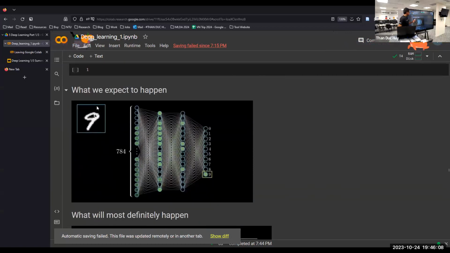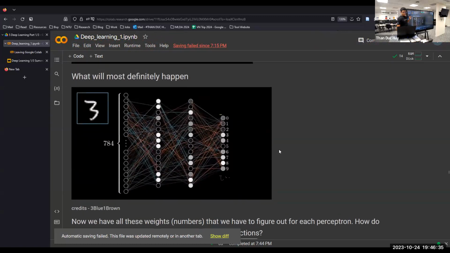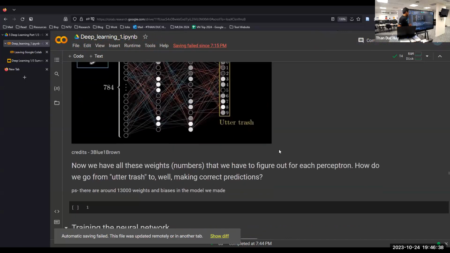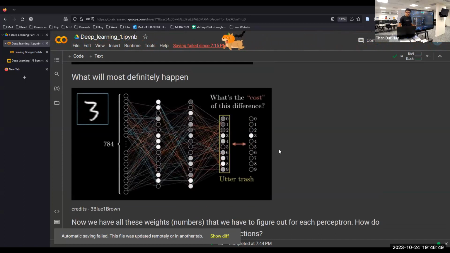Okay, so essentially what we want the model to do, right, is that if we put in a 9, any kind of 9, any weird looking 9, right, it should tell you that the answer is 9, right? But of course, we have not trained it, so it's a mess. All the weights are unknown, right? So what we will get is this utter trash. So how do we go from getting all these random values, right, to getting the specific value, getting the right value, right? That's the next step in our process.